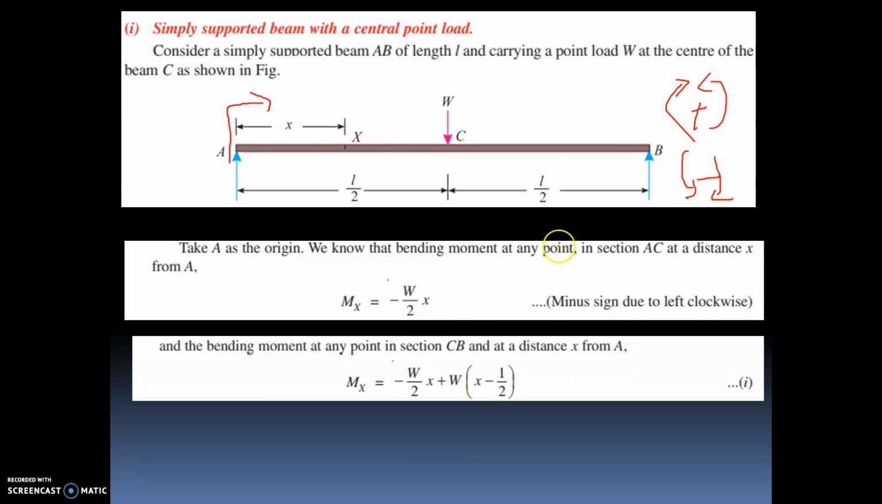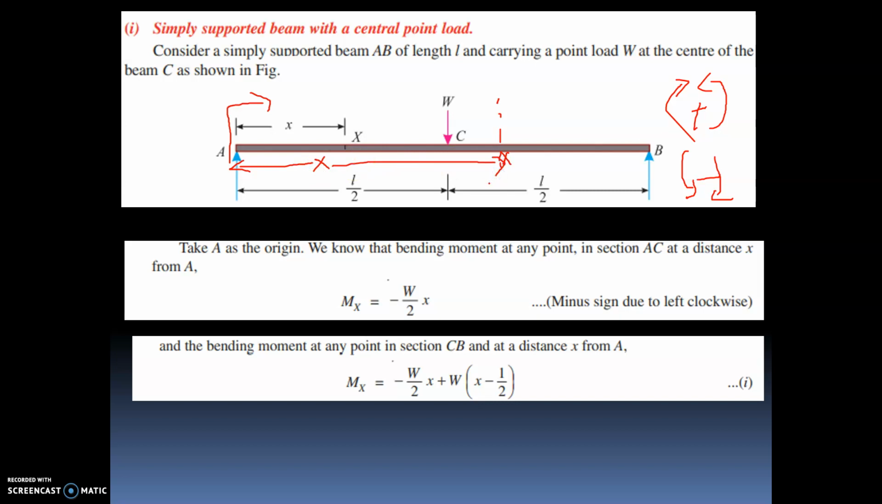Next, let us consider the bending moment at the portion between C and B. Now you have to consider the section here. Okay, let the section be here, which is at a distance of X from A. This distance is X from A.